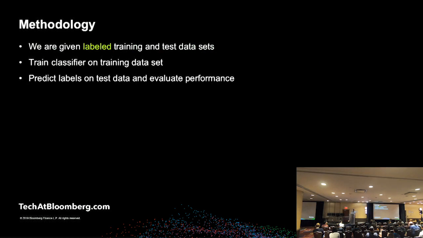So the methodology here is we are given a labeled training data set. As I was mentioning before, these labels are manually generated by human readers who go through all the tweets and label them as negative, neutral, or positive. We are given that labeled data set. I think it's 100,000 tweets, and then we split it into training, validation, and test data sets. We train the model on the training data set, and then we make predictions on the test data set, and we want to evaluate the performance. So in this example, I'm going to show you how to evaluate the performance of this model on a test data set.